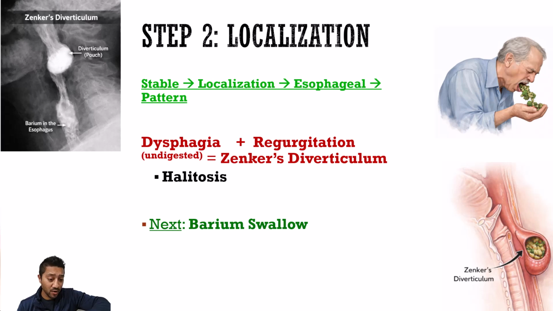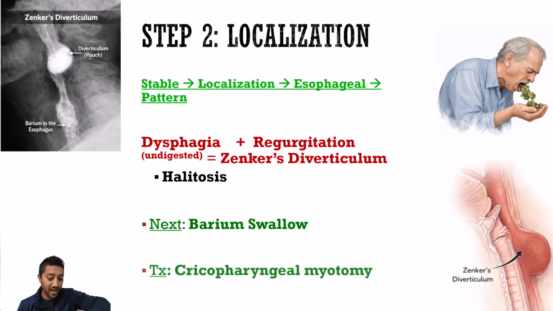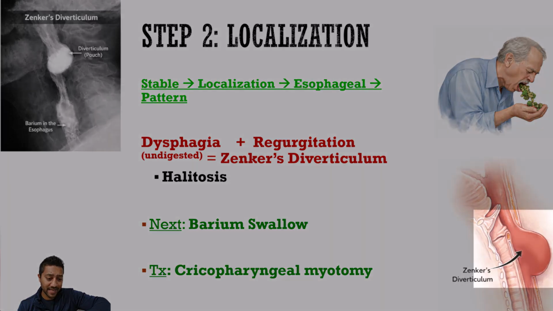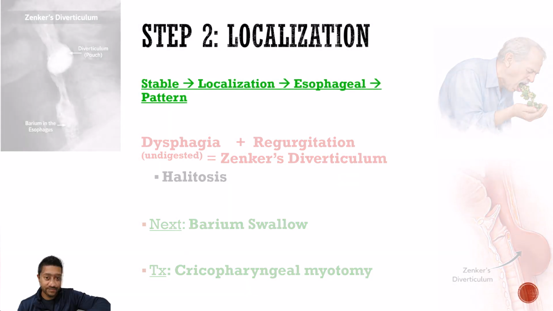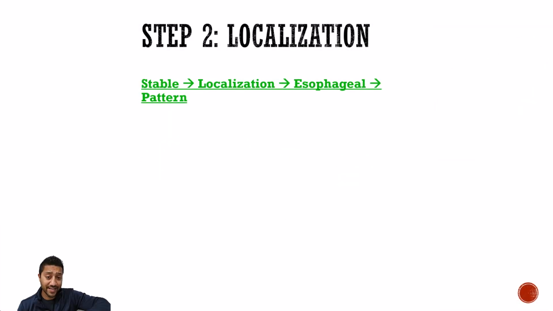Eventually, these patients are going to undergo cricopharyngeal myotomy as their definitive management for their Zenker diverticulum. That's where you're going to cut that septum between the Zenker and the esophagus to make it into one combined lumen. Now, what if you're presented with a patient who has dysphagia but also complains of heartburn?